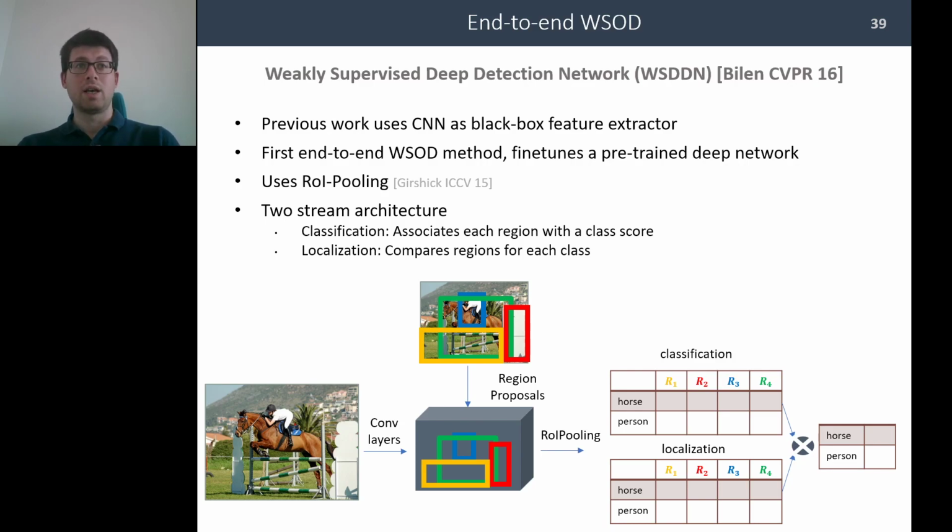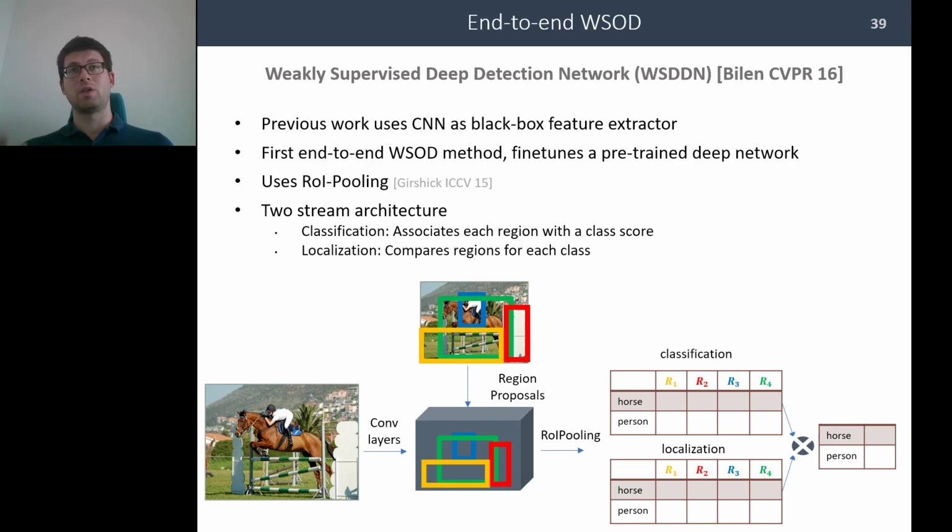The idea is illustrated in the figure. It starts with an image, and the image is fed into convolutional layers. After some convolutional layers, we use region proposals to extract features from the convolutional feature map, and each feature corresponding to a region proposal is fed into this two-stream network. In the first part, it classifies each region to a category.